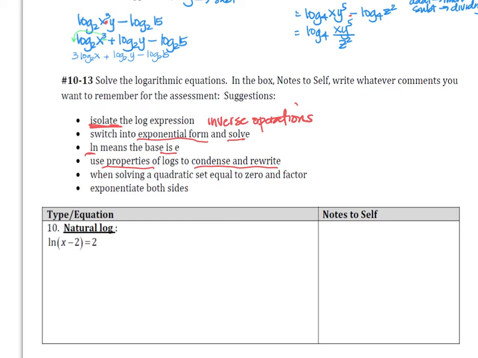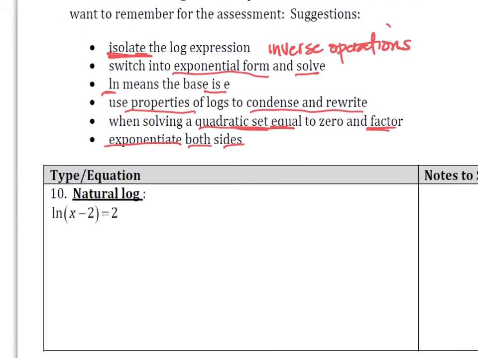And when we are actually solving, once we have converted to exponential form, remember, if we end up with a quadratic, it has to be set equal to 0 and you would need to factor. And the other thing we might need to do is exponentiate both sides. And I'm pretty sure we have an example of that. All right, so let's go ahead and take a look at number 10.